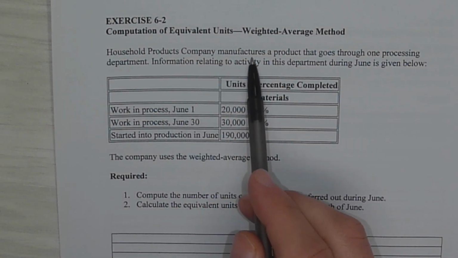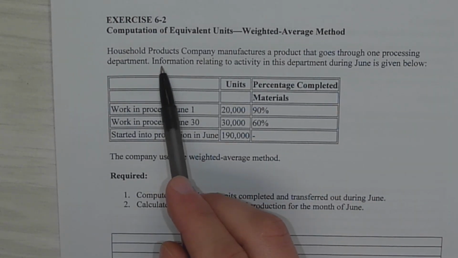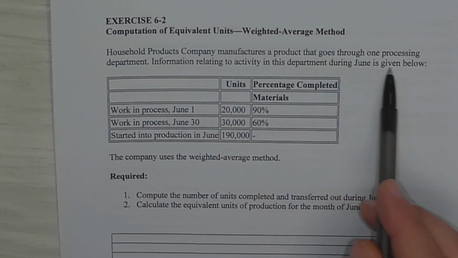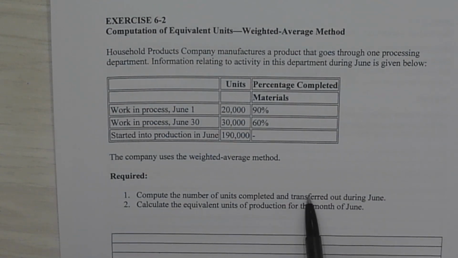Household Products Company manufactures a product that goes through one processing department. Information related to activity in the department during June is given as follows. So compute the number of units completed and transferred out of June.